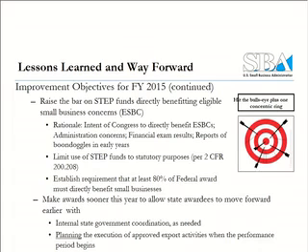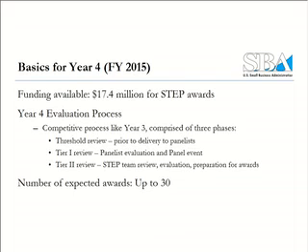Next slide, please. So let's touch on the basics for fiscal year 2015. The award funding available is $17.4 million. We will conduct a competitive process again, very similar to last year, comprised of 3 phases. The first phase is our threshold review, which will result in a go or no-go decision on whether the application moves to the Tier 1 phase.